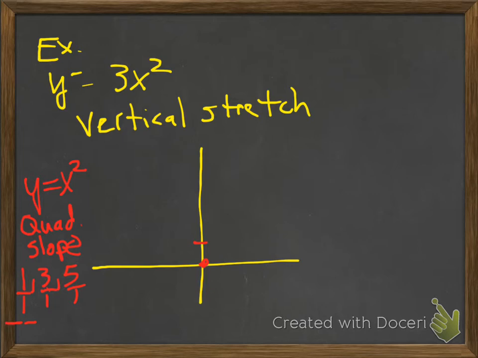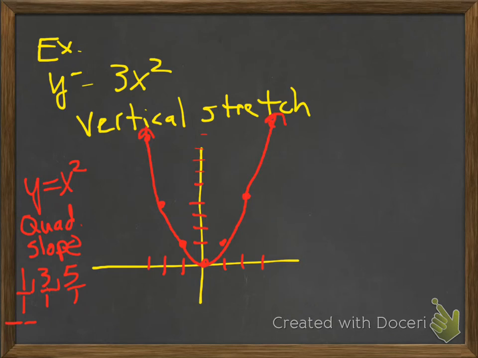This top number, the 1, the 3, and the 5, tell you how many go up. I'm going to go from the vertex. I'm going to go up 1, and then to the left and to the right 1. Then from those 2 points, I'm going to go up 3, and to the left and to the right 1. And then from those points, I'm going to go up 5: 1, 2, 3, 4, 5, and to the left and right 1. That's your standard quadratic slope. I can connect those points, get my U-shaped graph, and there I go.